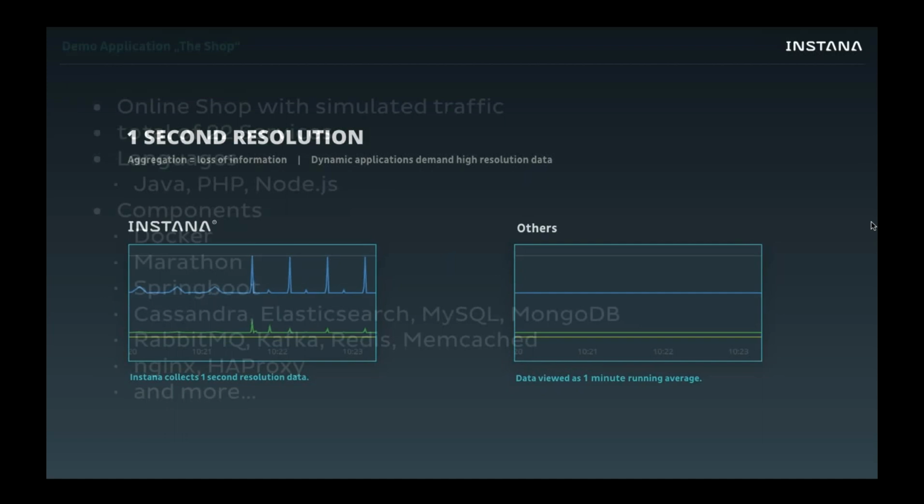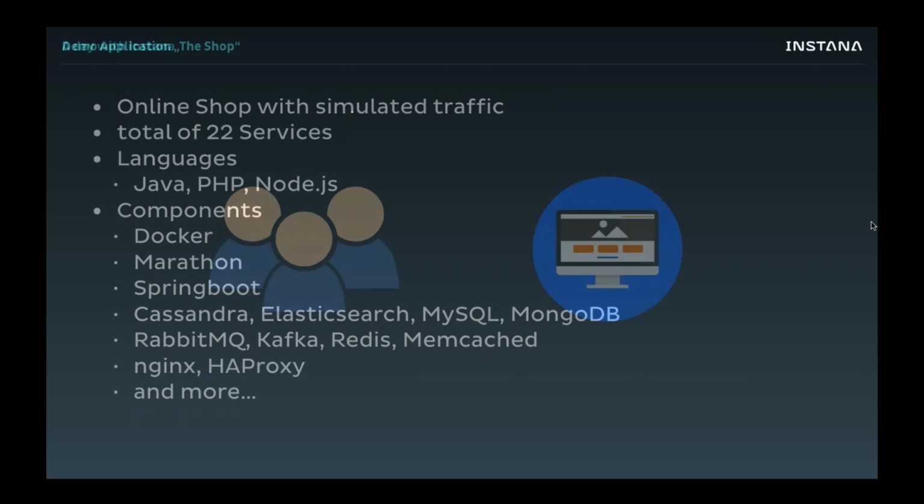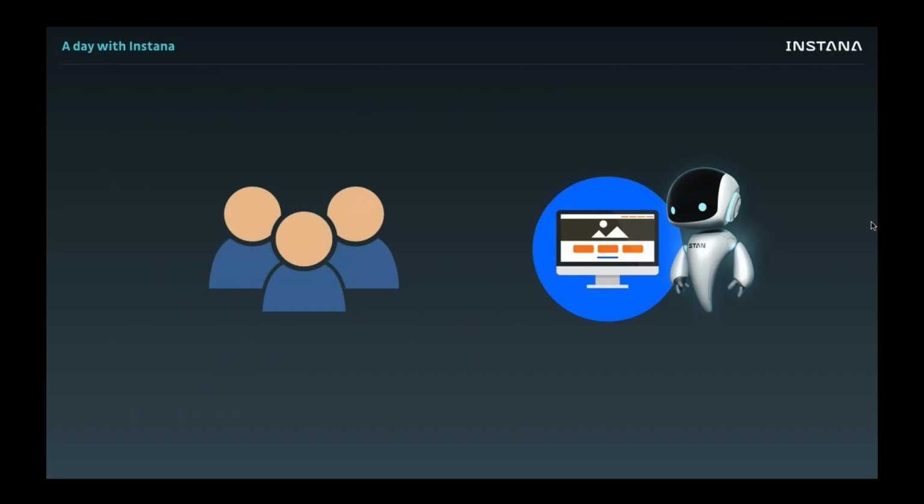Okay. It's time to switch to the demo. Let me say a few words about that. What we have is an environment with a demo application. We call it the online shop. It's got simulated traffic coming across it. It's made out of 22 services, written in Java, PHP, and Node, and it's built on a whole bunch of middleware. Docker, a lot of it's Dockerized, not all of it. Marathon, Spring Boot, Cassandra, Elasticsearch, Rabbit, Nginx, HA Proxy, et cetera. So we tried to do a decent job of simulating a real environment. It's got load running across it, as I mentioned.